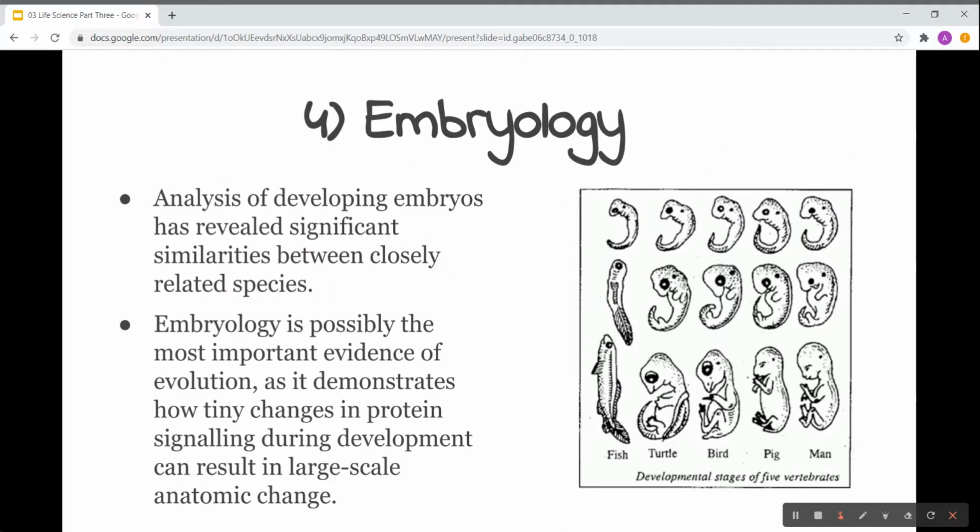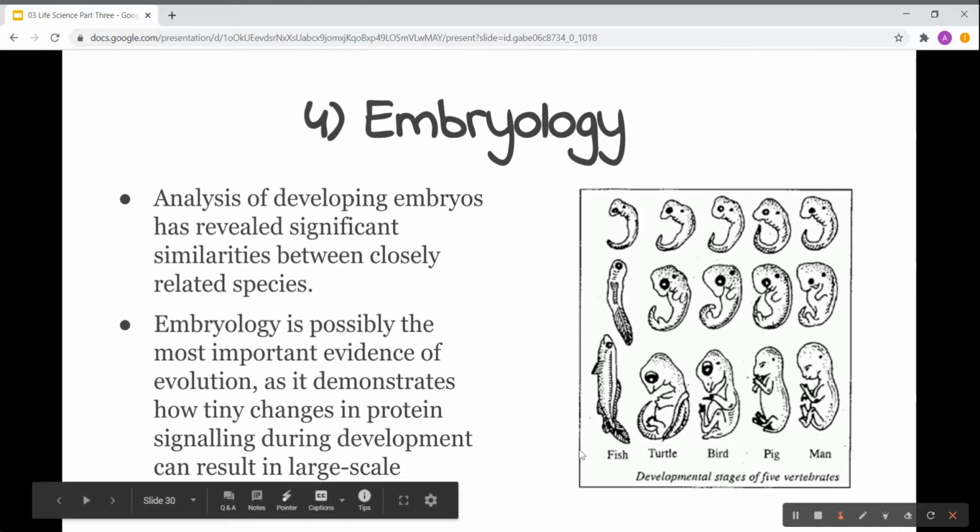Okay. There's something called embryology. So the analysis of developing embryos has revealed significant similarities between closely related species. Embryology is possibly the most important evidence of evolution that demonstrates how tiny changes in protein signaling during development can result in large-scale changes.